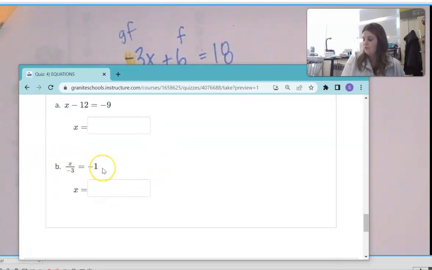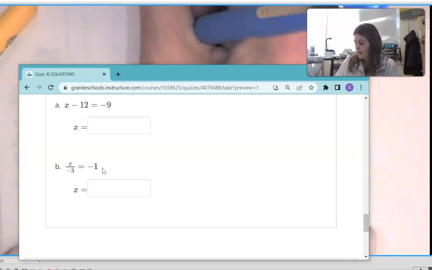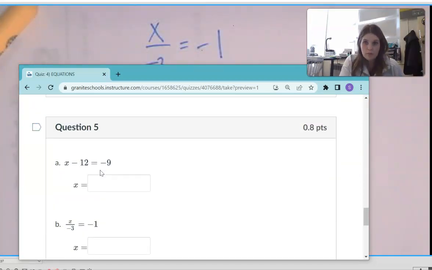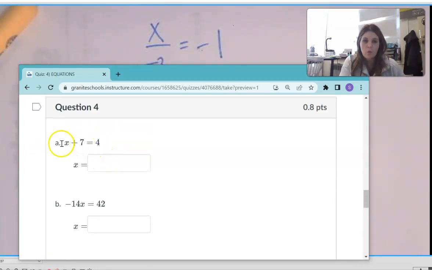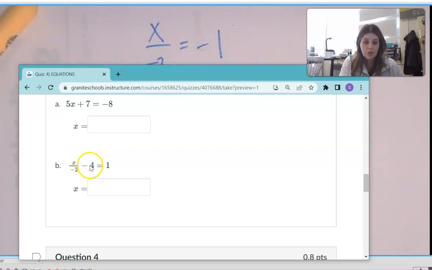So maybe let's look at this very last one together. This is x over -3 equals -1. So maybe you notice if I scroll up on this quiz, on question 4 and 5, these are called one-step equations because here all you have is a friend. So all you have to do is get rid of that friend. Here you have a girlfriend, so your job is just to get rid of the girlfriend. Up here, you have to get rid of one of each. Here, you have to get rid of this friend and then get rid of the girlfriend.